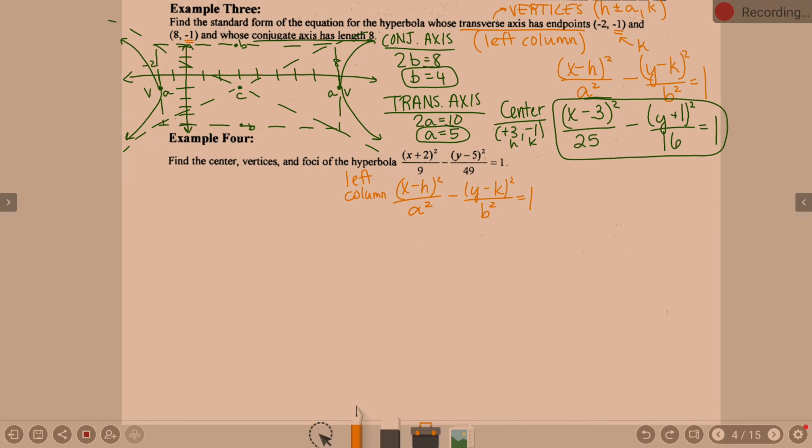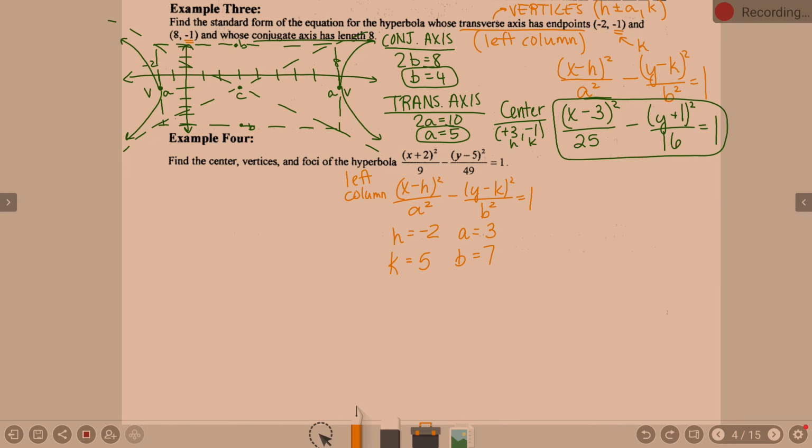What is H? Negative 2. What is K? 5. What is A? 3. What is B? 7. Notice B is bigger than A this time, right? And we're okay with that because it's a hyperbola. Okay? I would not be okay if this were an ellipse.